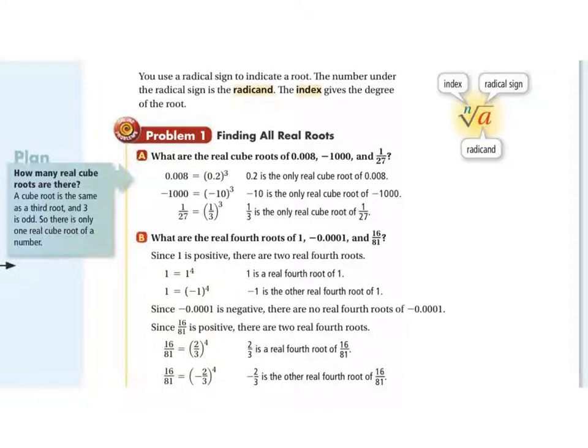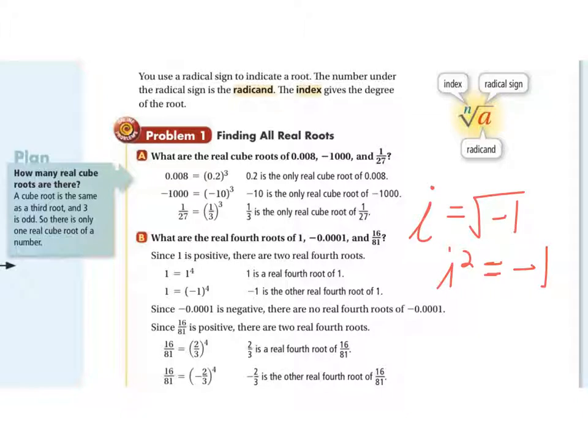Okay, so it says finding all real roots. And I want to clarify something before we start, the idea of imaginary numbers. So i is seen as the square root of negative 1. In other words, i squared is the number negative 1. There's no real number you can multiply by itself to get that negative 1.